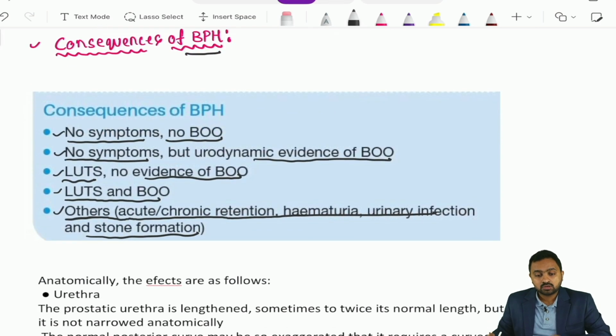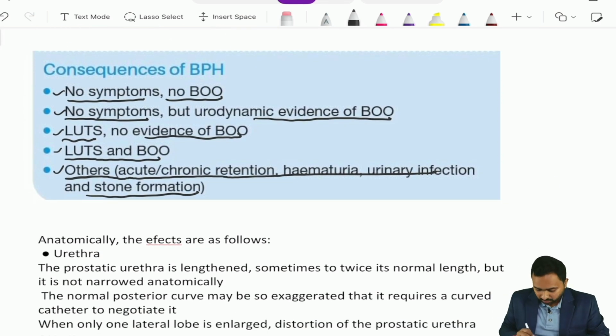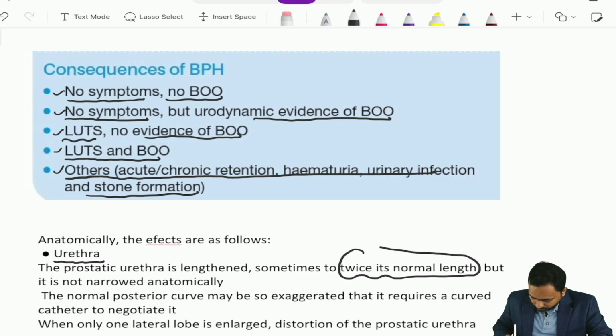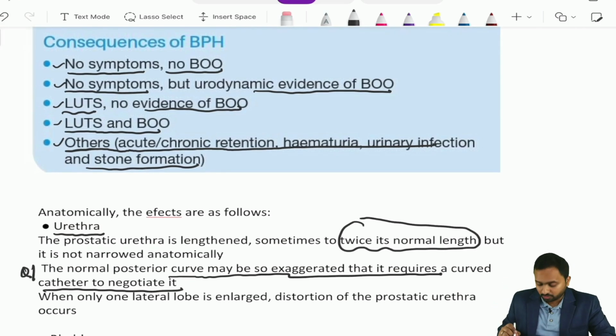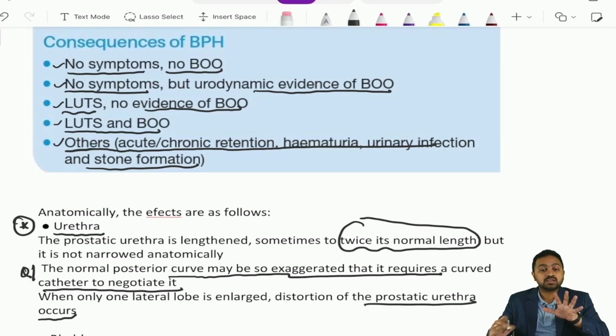Right. Now, anatomically, what are the effects? Now, if you look at the urethra, the prostatic urethra is lengthened, sometimes almost twice its normal length, but it is not narrowed anatomically. The normal posterior curve may be so exaggerated that it requires a curved catheter to negotiate it. Then, when only one lateral lobe is enlarged, distortion of the prostatic urethra occurs. So, these are the anatomical effects that occur at the urethra.